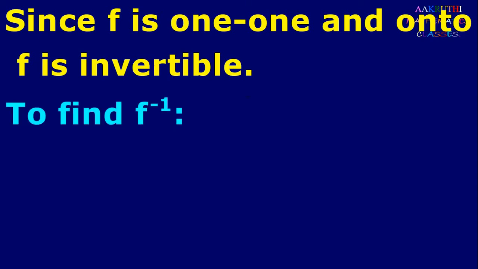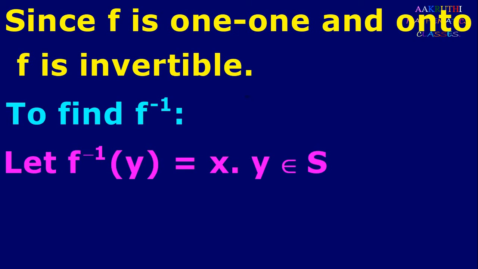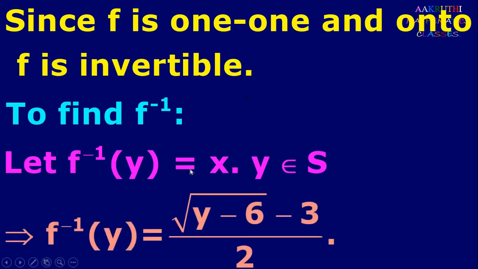So next, to find f inverse, we take f inverse of y equal to x. But we already solved for x. So here x is root of y minus 6, minus 3, divided by 2. So therefore f inverse of y is root of y minus 6, minus 3, divided by 2. Therefore this is the inverse of the given function.